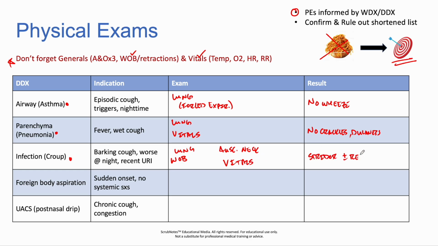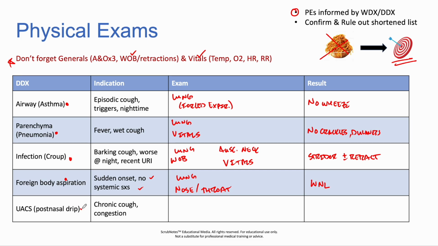Foreign body aspiration as a differential would be a sudden onset, but there'd be no systemic symptoms. So again, a lung exam is probably warranted. I'd also want to check the nose and throat. For our kiddo today, let's assume they had symmetric airway entry and everything was within normal limits.